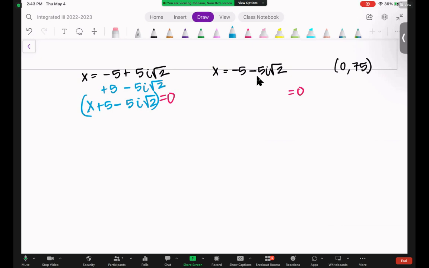Okay, so I got x plus 5 plus 5i root 2. Hopefully that's what you got too.